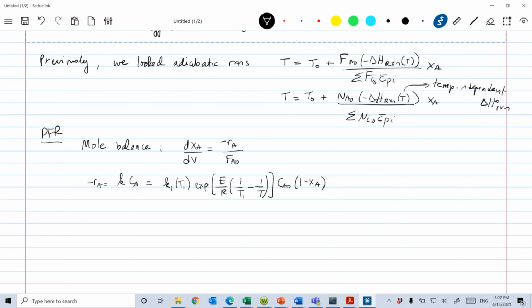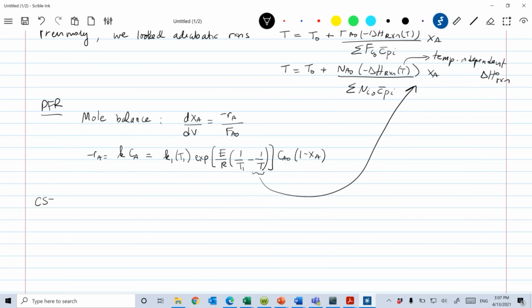In this case, when you integrate that mole balance, you are going to have to plug in what the temperature is, which is a function of XA. So this is how you would solve it. It's a similar process for an adiabatic batch reactor. For an adiabatic CSTR, because it's algebraic, it's much simpler.